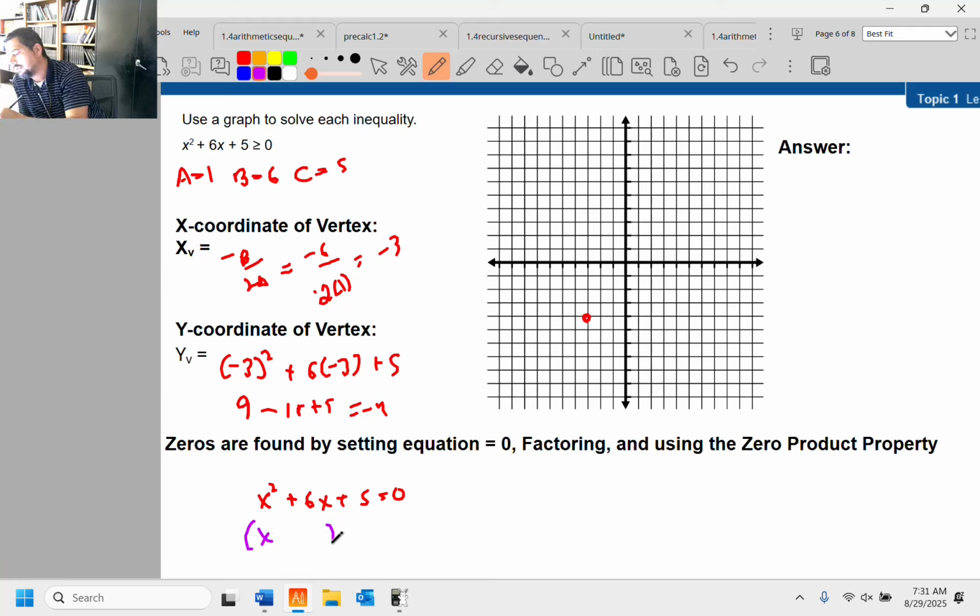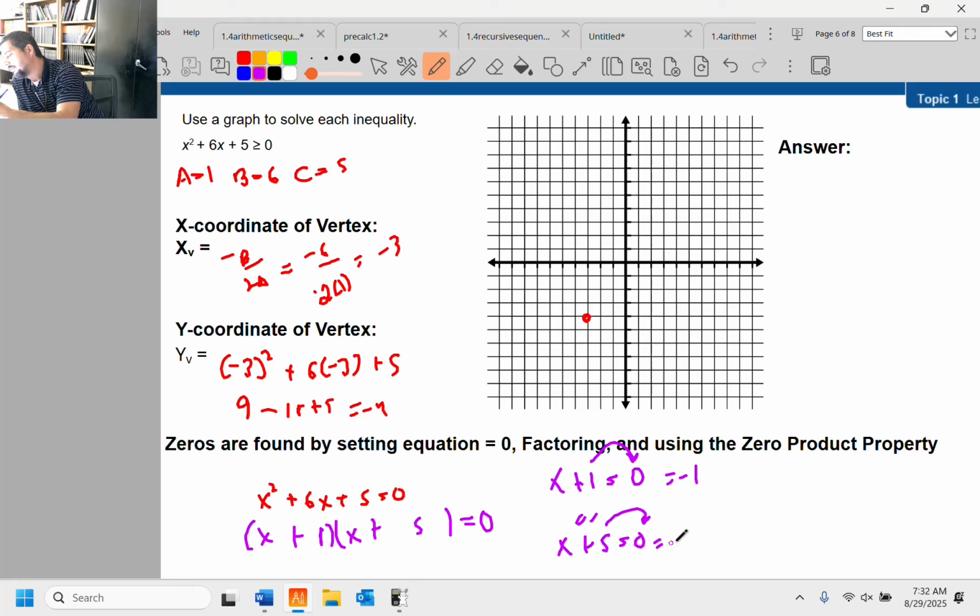Anyways, it takes an x and an x to create x squared. It takes a 1 and a 5 to make a 5. And they're both positive because we have to add the 6. Now we get to use what's called the zero product property. We take each particular factor and we set it equal to 0. And they're both simple equations. We're just going to subtract 1 and 5 respectively. So we have x-intercepts at -1 and -5.